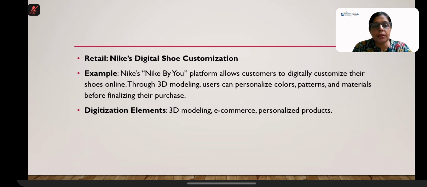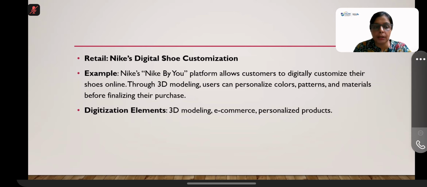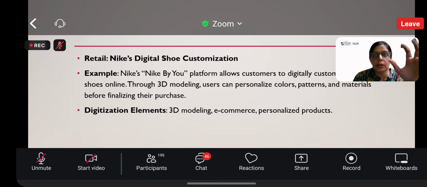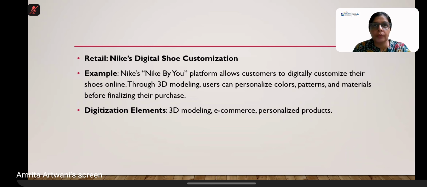Next example, Nike by You, a platform that allows customers to digitally customize their shoes online. So there is 3D modeling on their website or on their app, जहाँ भी ये Nike by You concept चल रहा है. You can personalize the colors. You can select the colors that you want in your shoes, the pattern, the material before finalizing your purchase. Like you are creating your own shoe. On their online platform, and then the way you have created the 3D model of your shoe on their platform, accordingly they will make a physical shoe for you and deliver to you.